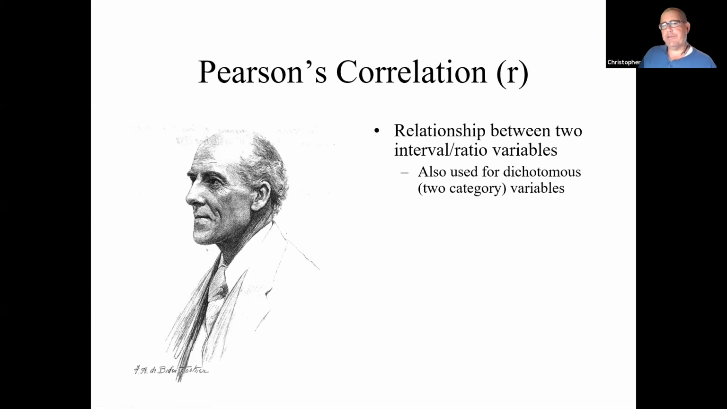This statistic addresses the relationship between two interval ratio variables. Pretty much nobody ever says Pearson's correlation coefficient anymore. They just refer to it as R. It's got its own symbol, which suggests pretty important value.